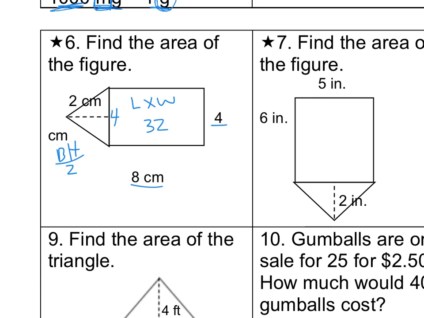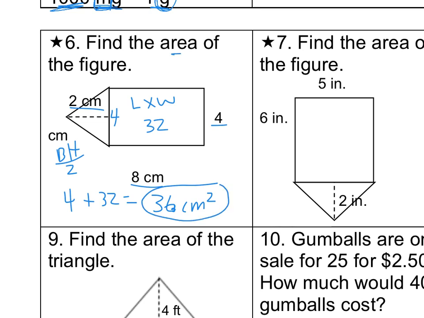So we're going to do 4 times our height, which is 2. That's 8. 8 divided by 2 is 4. And now we just combine the 4 plus the 32. And we're going to get 36 centimeters. That's 6, sorry, terrible writing. And that's centimeters squared because we are just finding area.